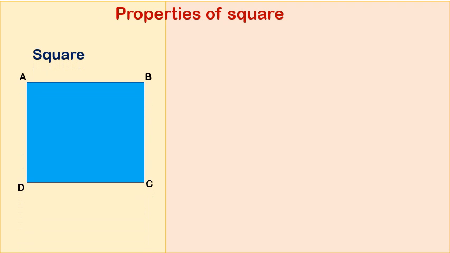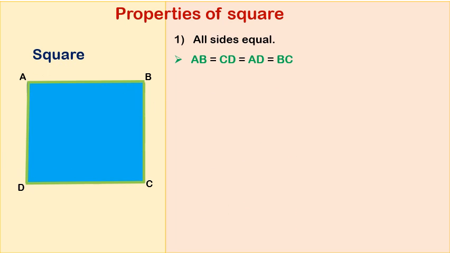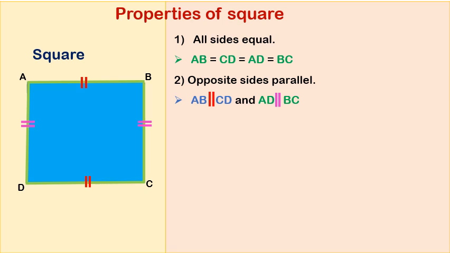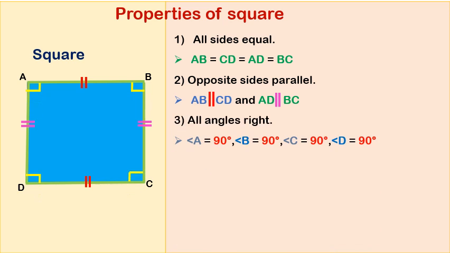All sides of a square are equal in length. So we can say side AB equals side CD, which equals side AD, which is equal to side BC. Second property, opposite sides are parallel. AB is parallel to CD and side AD is parallel to BC. And all angles are right angles, which means angle A equals 90 degrees, angle B equals 90 degrees, angle C equals 90 degrees, and angle D equals 90 degrees.